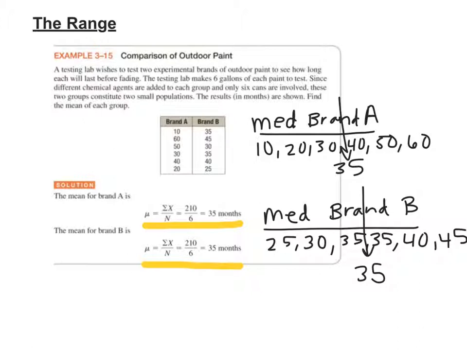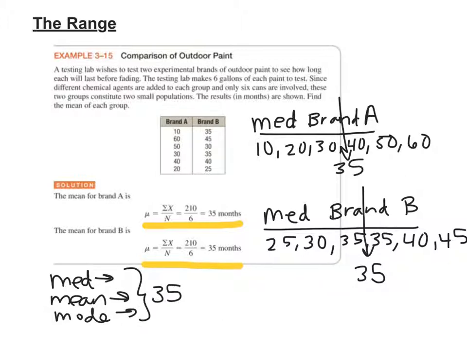All right, let's take a look at the modes. No mode here. This one has a mode of 35. So now we have the mean, the median, and the mode all at 35. Okay, mean, median, mode all at 35. So this doesn't tell us a whole lot about the differences of these two brands. It really is not very helpful.